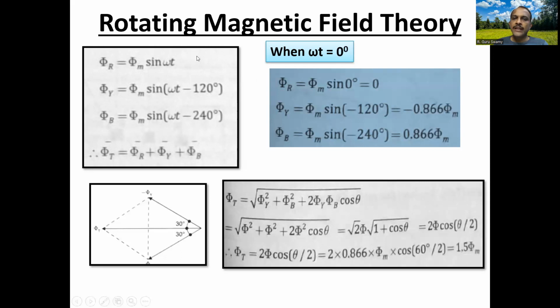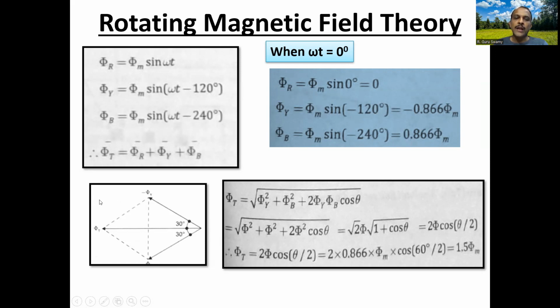When I keep omega t as 0 degrees, we have sine 0, sine minus 120, sine minus 240. All of you know sine 0 is equal to 0, sine minus 120 is minus root 3 by 2 into phi m, and sine minus 240 is root 3 by 2 into phi m, where root 3 by 2 is 0.866. So of these three values, one is 0, one is minus 0.866 phi m, and the other is plus 0.866 times phi m. These values are written like this: one is a positive value, the other is a negative value.